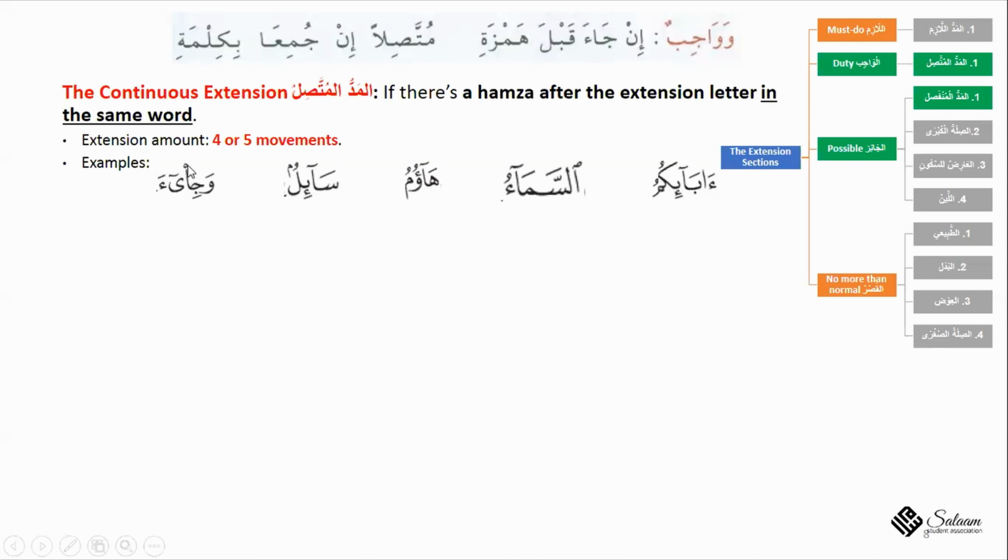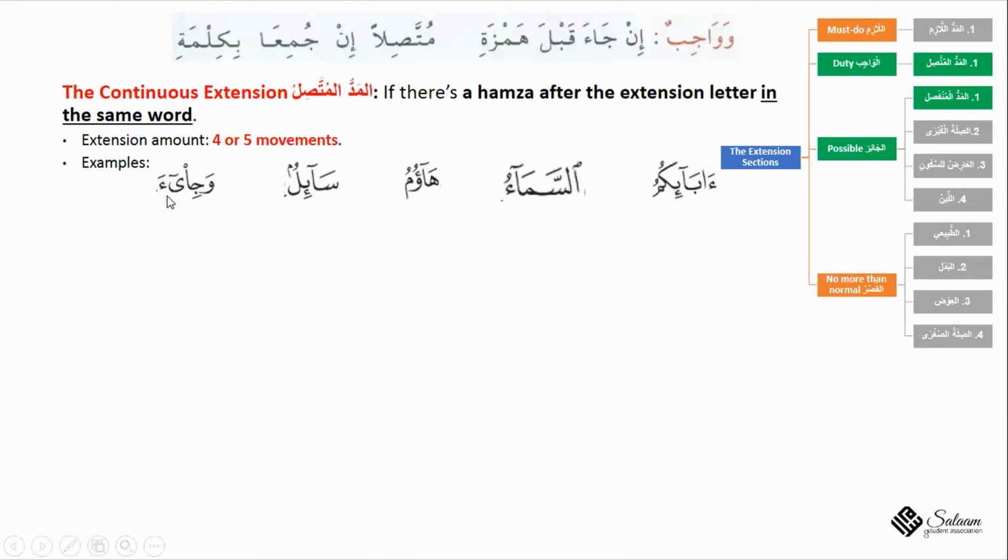Here, this letter is silent. Then we have kasra, then ya, and then hamza. Ya before it kasra means this is an extension letter because ya and before it kasra. And then we have hamza. These are all in the same word. So this is also mad muttasil.